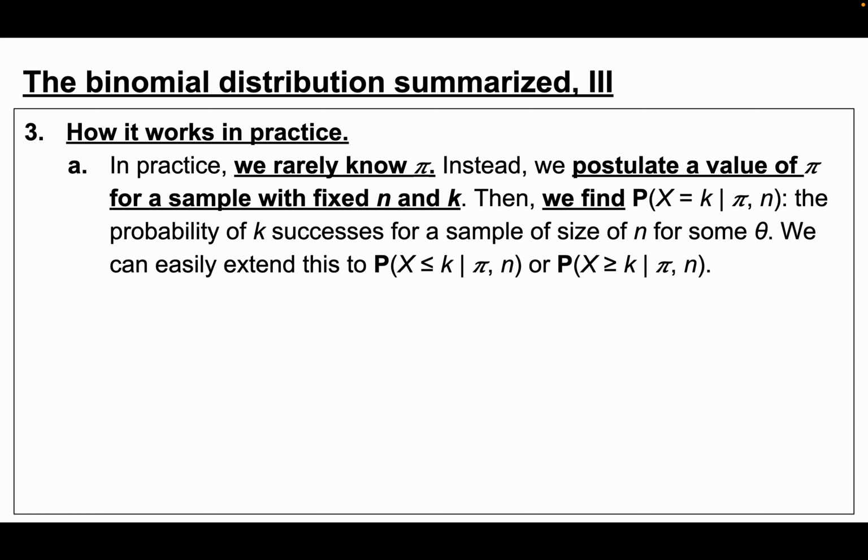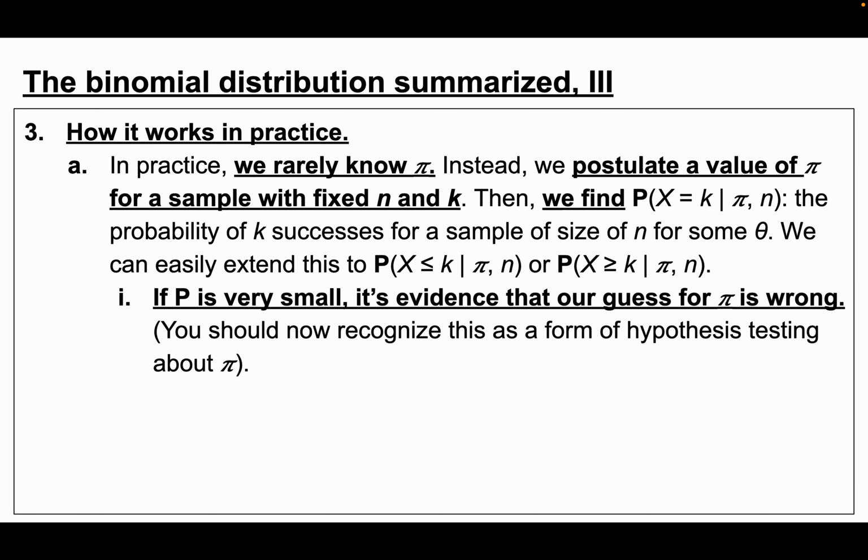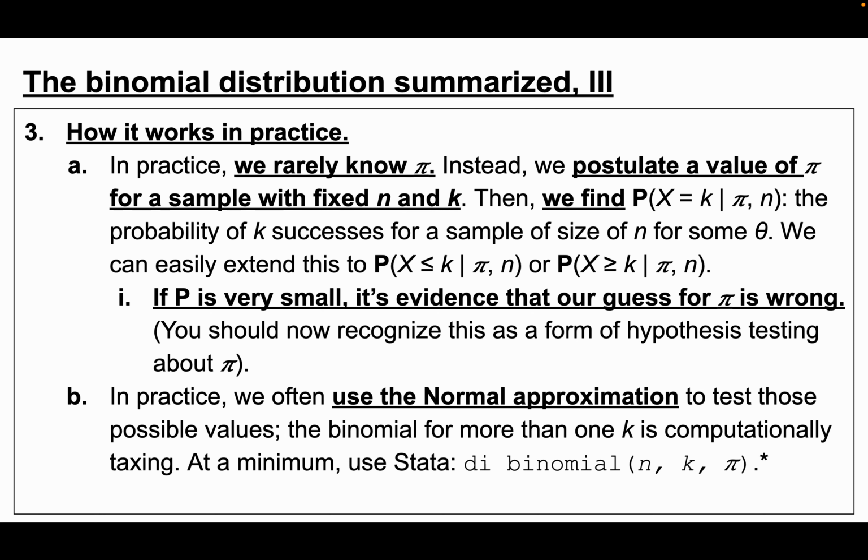But again, we've been working with the normal and the normal approximation, and recall that very important fact that the probability of an exact value on a normally distributed variable, if it really is normally distributed, is 0. The area under the curve of a single point is 0. So that's an important point. So then what will we do with this type of information? Well, if p is very small, it's evidence that our guess for pi is wrong. So you should hopefully by now recognize that this is a form of hypothesis testing about pi.